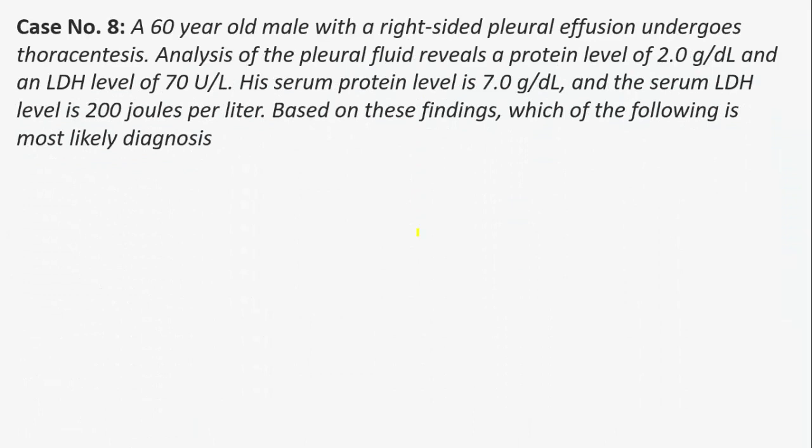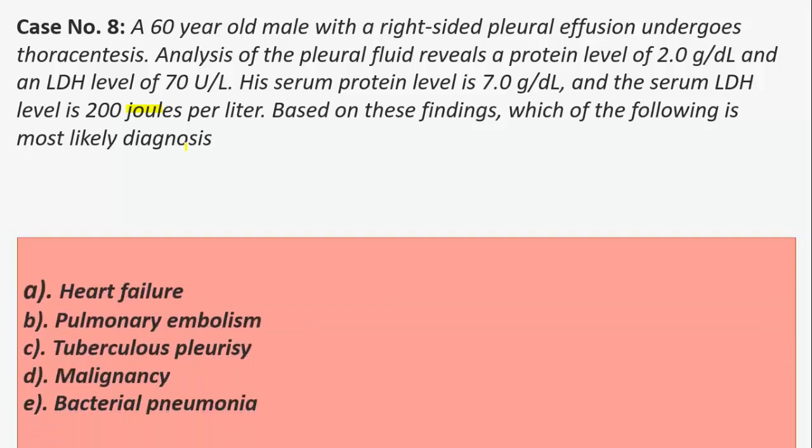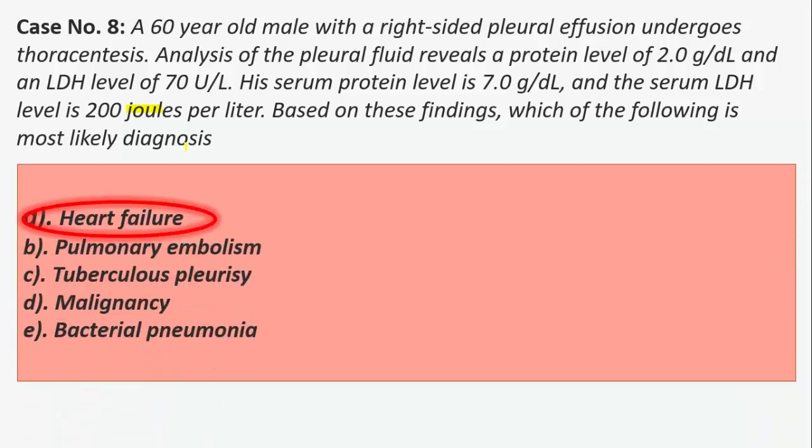Then a 60-year-old male with a right-sided pleural effusion undergoes thoracentesis. Analysis of the pleural fluid reveals a protein level of 2.0 gram per dl and an LDH level of 70 units per liter. His serum protein is 7.0 gram per dl and the serum LDH is 200 units per liter. Based on these findings, which of the following is the most likely diagnosis? So this is heart failure.